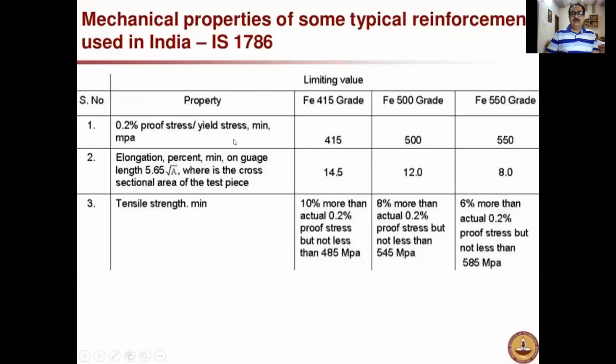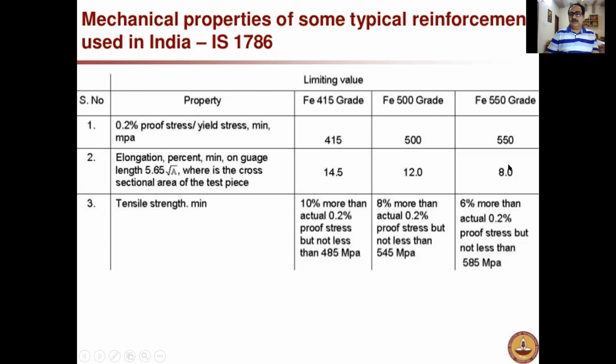Now, in this table, we can clearly see some of the mechanical properties of some typical reinforcement used in India, IS 1786. These are the grades, Fe415, Fe500, then Fe500D. This is the elongation in percentage. So for 415 grade, we are having 14.5% of elongation. Here we have 12% and here we have 8% of percentage elongation. So that means as we go on increasing the strength of the steel, the percentage elongation is decreasing.